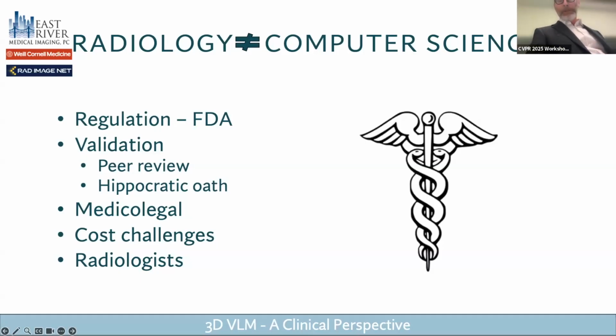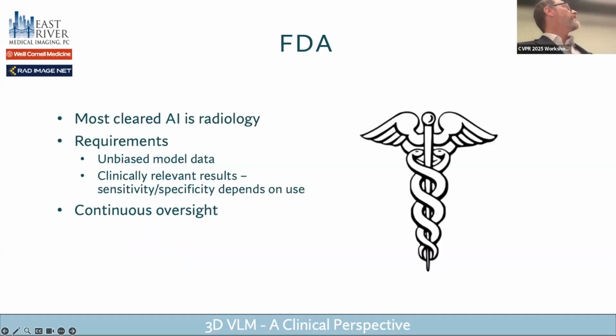Doctors are hard people to convince that they need to use technology or change using technology. So FDA, as some of the other lectures pointed out, most of the FDA cleared AI algorithms are in radiology. So there is an appetite in radiology to use these things. The FDA, I think, has been fairly smart about licensing these things. They want to make sure that you have unbiased model data, right? Really important. You can't just train on white men and expect that it's going to be extendable to other types of patients. So you need to make sure that you have a good wide breadth of data that's being used. You have to prove that to the FDA.